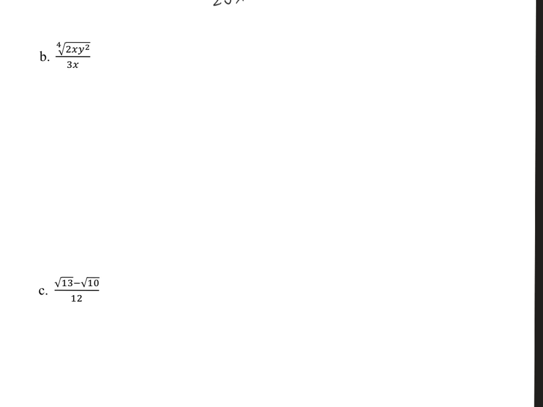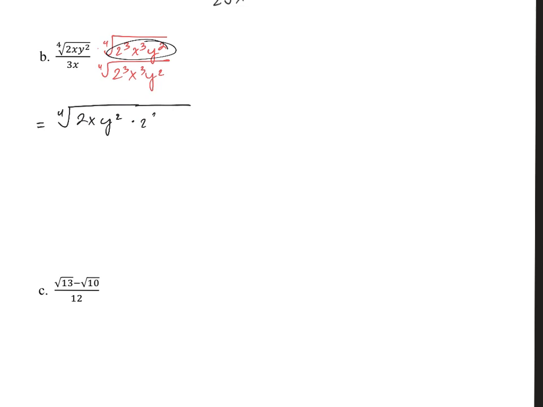So what should we multiply 2 by to get 2 to the 4th power? We should multiply it by 2 cubed. Then we'll multiply the x by x cubed and the y by y squared. Alright, so we have the 4th root of 2xy squared times, and what was on the inside? We have the 2 cubed, x cubed, y squared. All using just tons of rules of exponents right now. 3x root 2 cubed, x cubed, y squared.